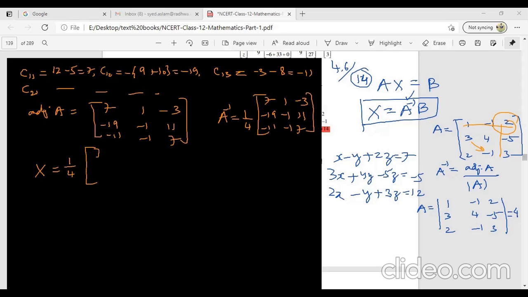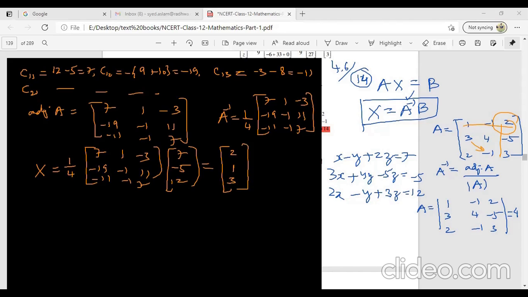Substitute its value, 7, 1, minus 3, minus 19, minus 1, 11, minus 11, minus 1 and 7, and multiply it with B. What is B? The value of B is the right side: 7, minus 5 and 12. So you will multiply first row with the column, second row, third row. You will get the column matrix 2, 1 and 3. The answer will be 2, 1 and 3.